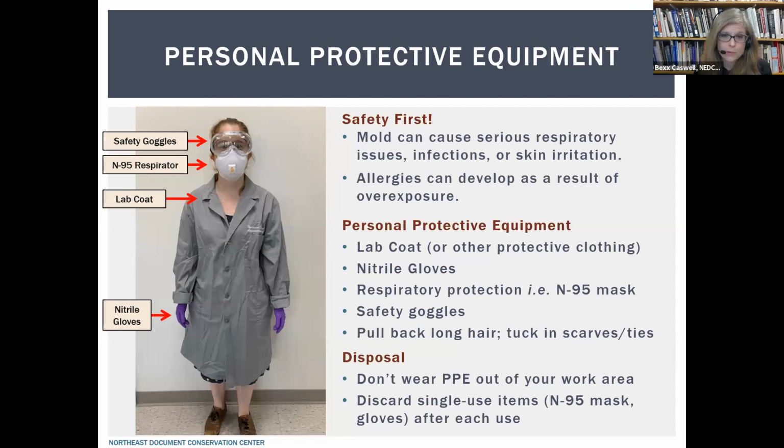A very important point that I want to make, again, don't wear your PPE out of your work area. So, even if you have to run to the restroom or something, you need to take it off and leave it there. Things like disposable masks and disposable gloves are single-use items, so they are a one and done situation.